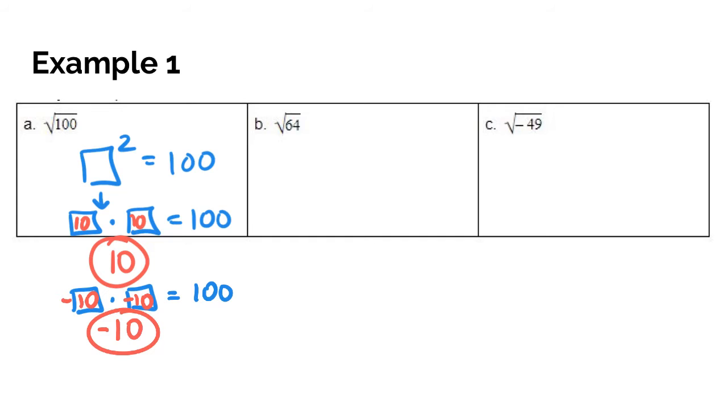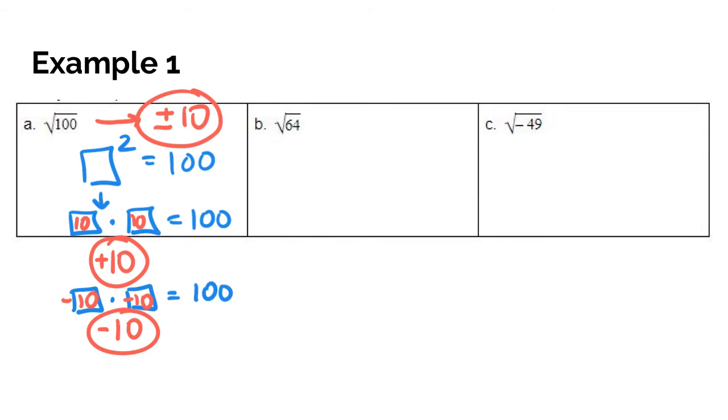So here, when taking the square root of 100, I don't just get 10, but I have to think about positive 10 and negative 10. Because I have to think about that, here's how we're going to write it. When we take the square root of 100, we're not just going to write 10, but we want to think of positive and negative 10.